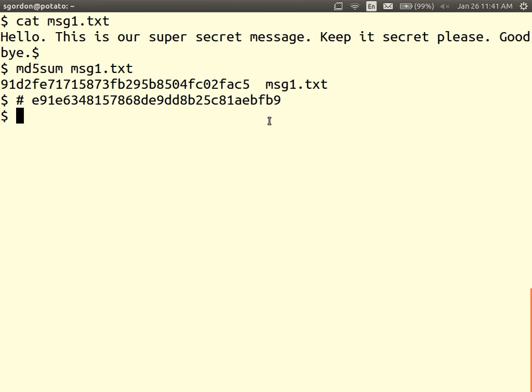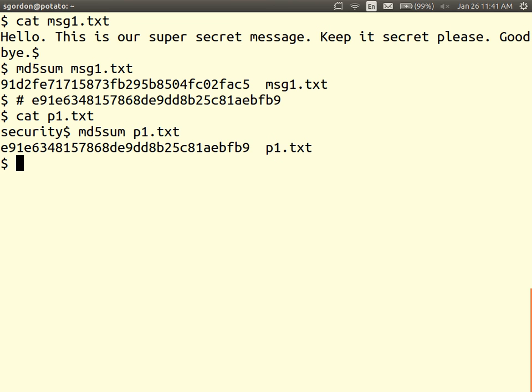I know what the original message was. It was simply the word security. Okay, but if you didn't know that, you wouldn't be able to find it. So that's the one-way property.